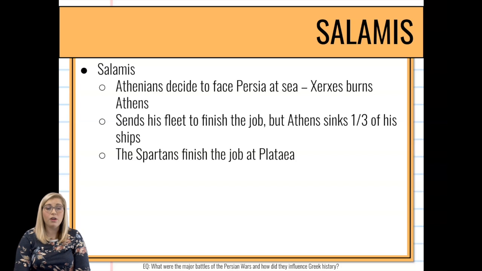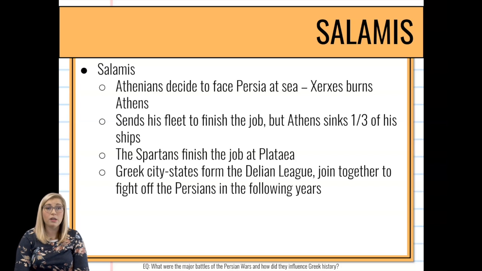After this, the Greek city-states form a huge alliance of about 140 city-states, and they call it the Delian League. They basically join together in order to ward off any other attacks from the Persian armies that are to come in later years. None of them are as big as what they've seen before, but it's just a kind of banding together just in case.